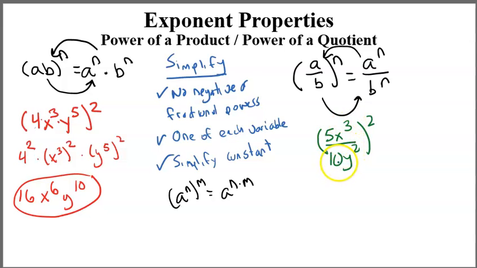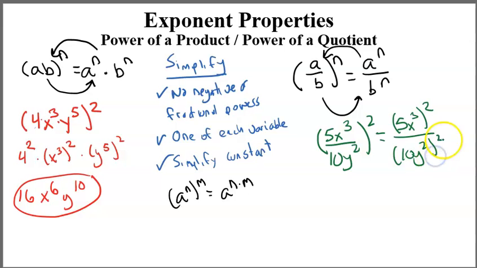The denominator is 10y squared. According to this property, I'm going to square the numerator and square the denominator. So this is going to be 5x cubed squared over 10y squared squared. That's this property in action.